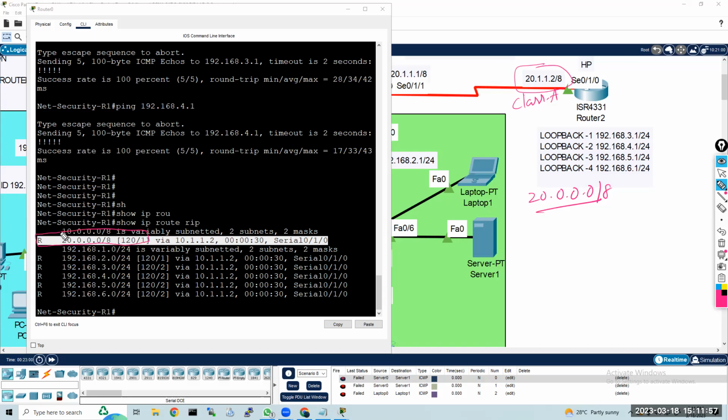It's showing perfectly. That is the IP address, not the network. Same like that, we can see right here. So what is the network ID for this? 192.168.2.0/24. That's correct. RIP only shows this. And what is the IP address? 2.1 is the IP address for this.